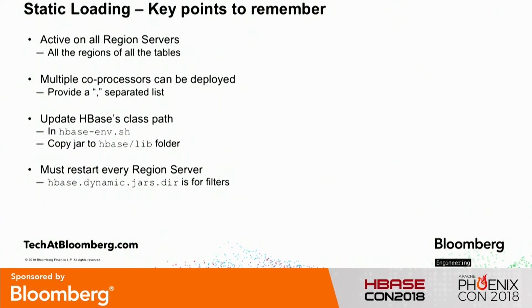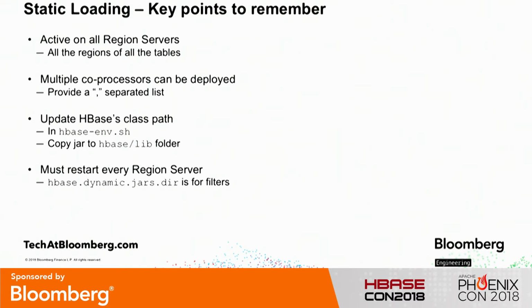Some of the key points to remember: when you statically load a coprocessor, it is active on every single region server, and it's available to all the regions of all the tables. That means any table that is created on HBase can take advantage of the code written in the coprocessor. You can also deploy multiple coprocessors, and you need to provide a comma-separated list of your classes in the property that was mentioned on the previous slide.